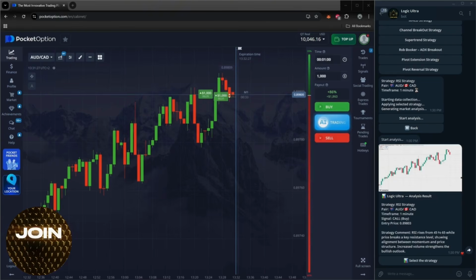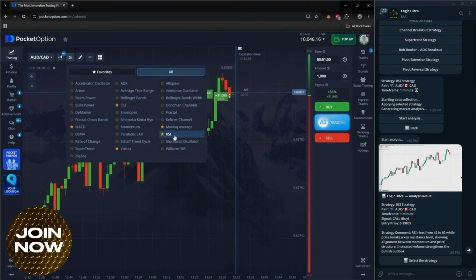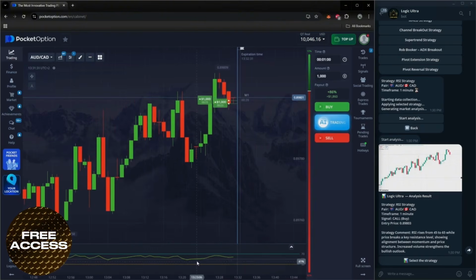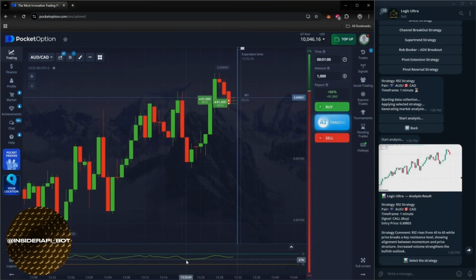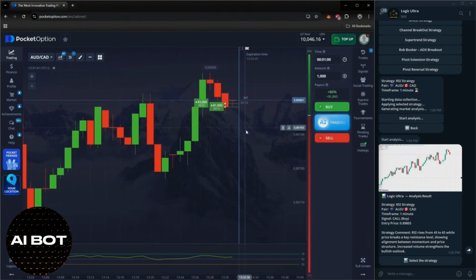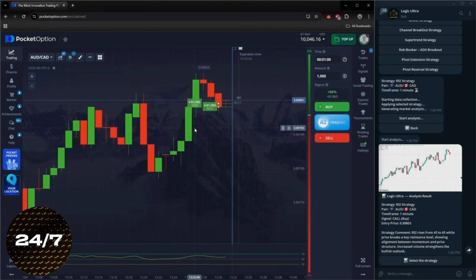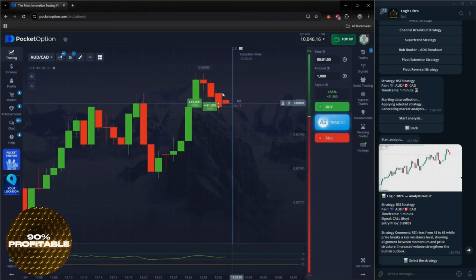RSI rises from 45 to 65. So let's add RSI to the chart, and we can see that right here we have exactly this point. Here's a 45 right here, and it goes all the way up to 65 right here. So the reading has been calculated by the robot. That is a bullish signal. That is why we're receiving a buy position signal, and now we're just collecting our money.